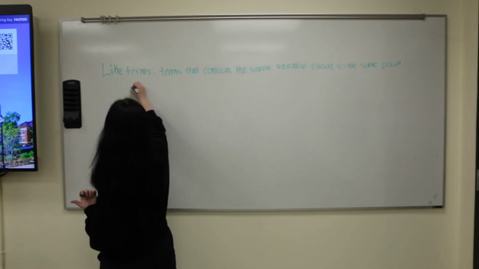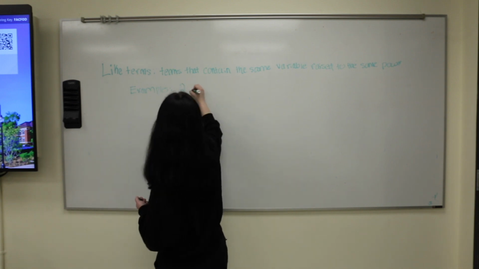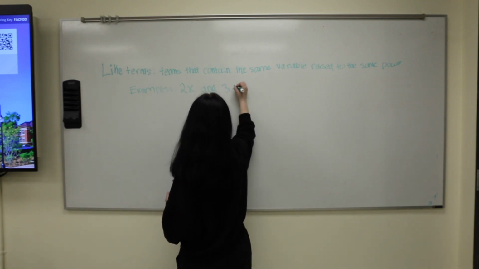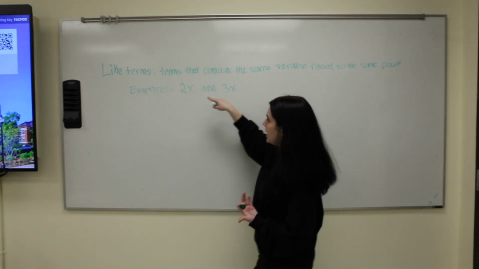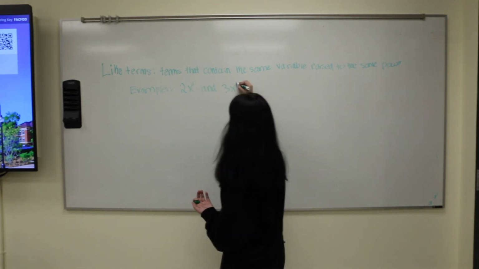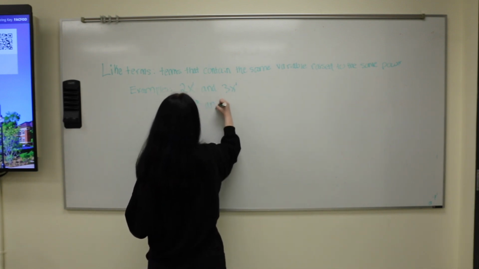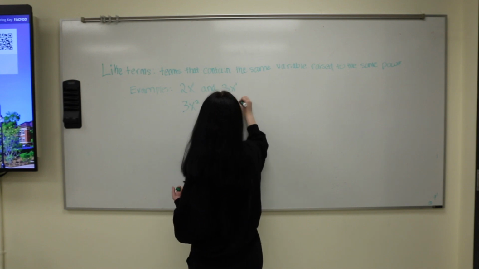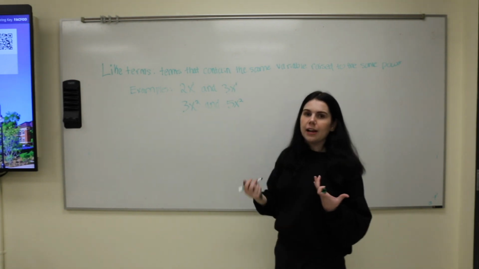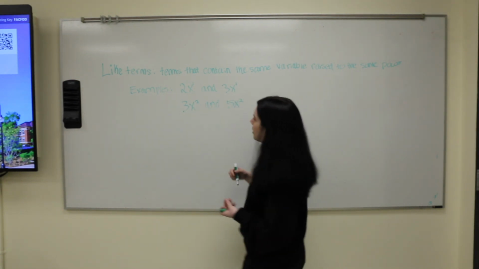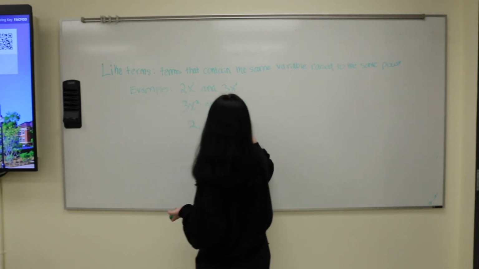So some examples of like terms would be things like 2x and 3x. These are like terms because they contain the same variable, x, raised to the same power, which is technically 1. Another example would be 3x squared and 5x squared. So again, these have the same variable, which is x, raised to the same power, which is 2. And then one last example would be 2 and 4.